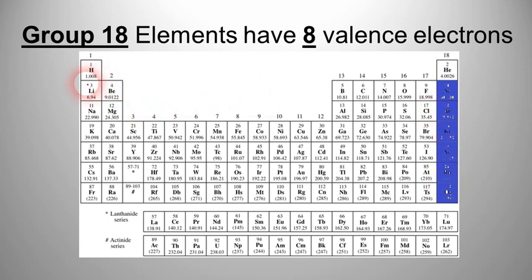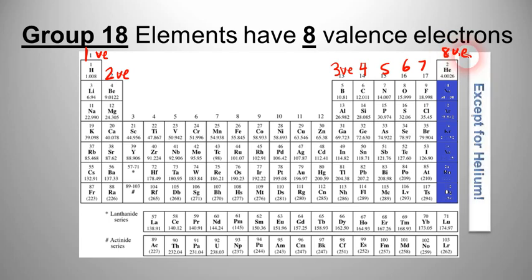In fact, what some students like to do is they actually write this on top of their personal copies of the periodic table. They write 1 valence electron on top of group 1. They write 2 valence electrons on top of group 2. And they do the same thing on the rest of the periodic table. 3 and 4, 5, 6, 7, and 8. So they know how many valence electrons are in each group.